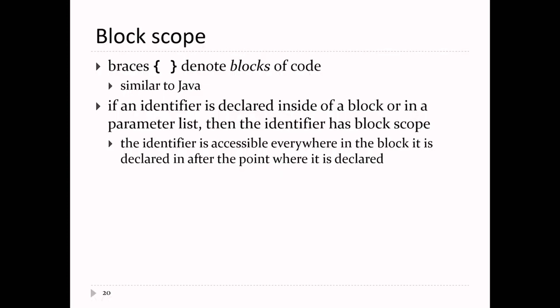Okay, so you know about braces from Java. Braces denote what are called blocks of code, just like they do in Java. If you declare a variable inside of a block, or inside of a parameter list, then that identifier has what's called block scope. In other words, the identifier is usable anywhere inside that block.